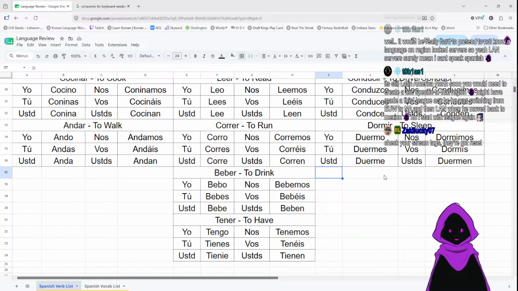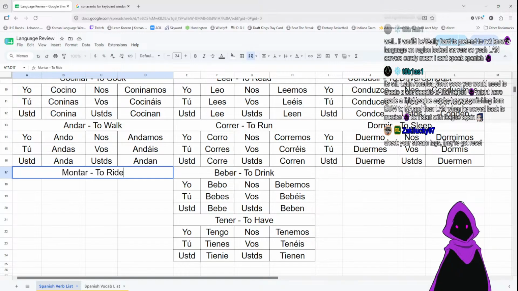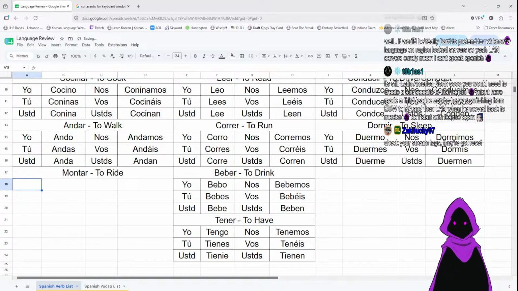And hold on, do we have one more? We got one more verb to add to this list. One last AR verb. We have the verb montar. Montar means to ride. Usually we'll be using this verb to refer to riding a bicycle, for example. Yo monto una bicicleta. Or él monta una bicicleta.